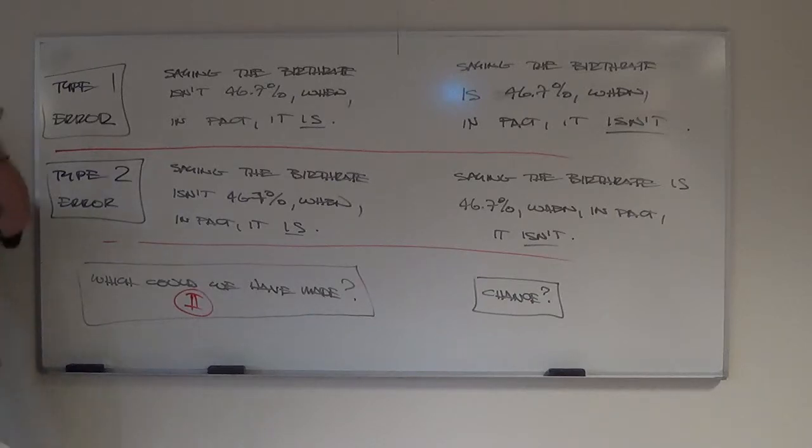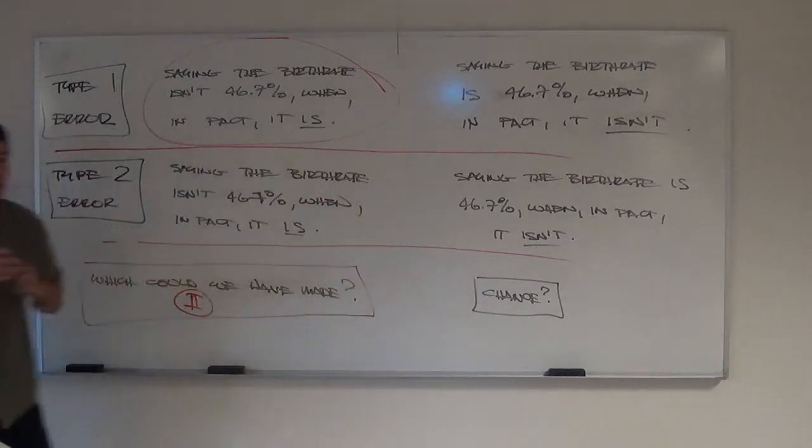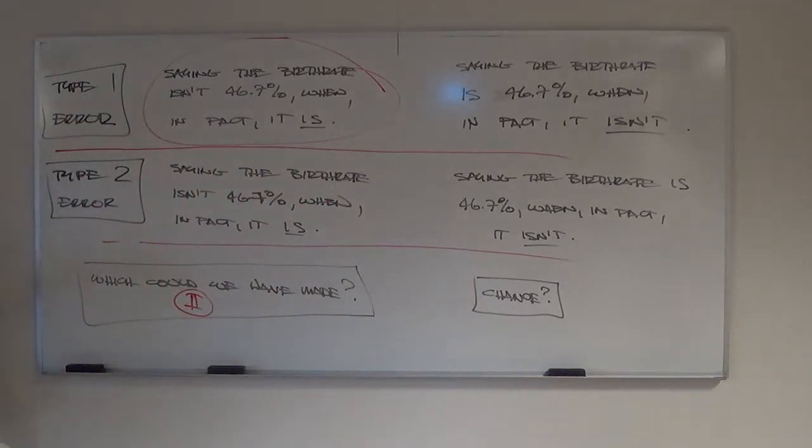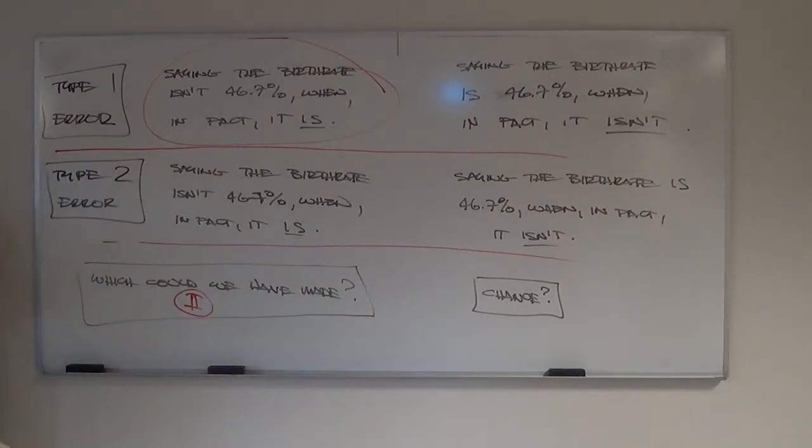Saying the birth rate isn't 46.7% when in fact it is. This would be a false positive right here. Saying that something changed when in fact it didn't. That is a false positive. Saying something's different when in fact it's not. That means you inadvertently got out of the confidence interval. You got outlier data.